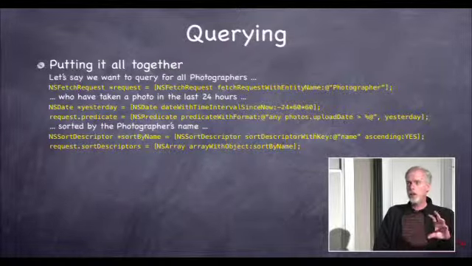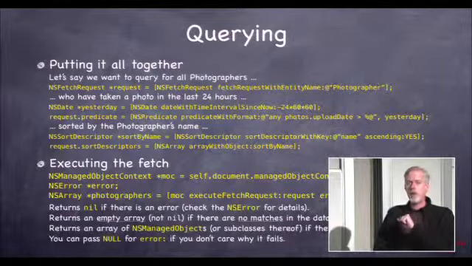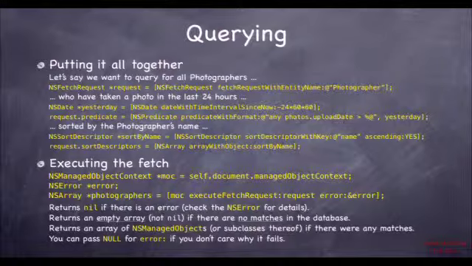Okay? So now I've got this request. Here's how I execute the fetch. I send a message to the managed object context, which I probably got from my document, called executeFetchRequest. I pass it the request and also a pointer to an error pointer so that I can get an error back. And this executeFetchRequest has really simple semantics, okay? If it returns nil, there was an error, and you'll have to look at the error that was returned there to find out what it was.